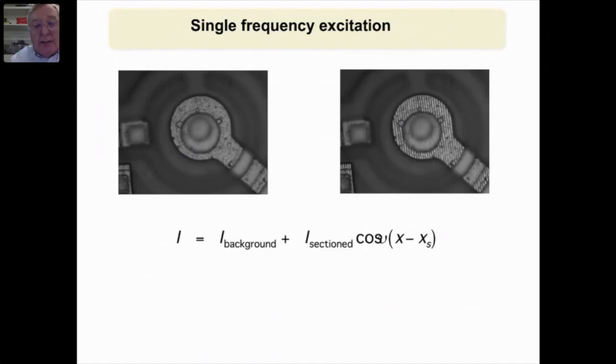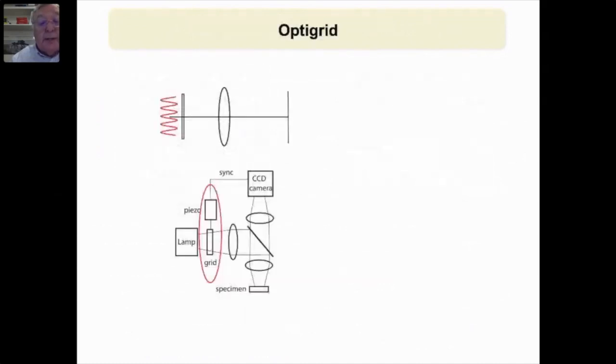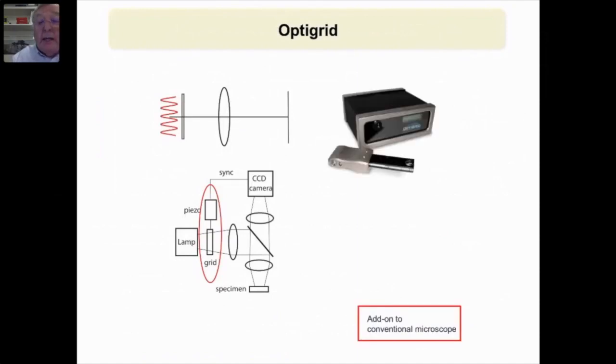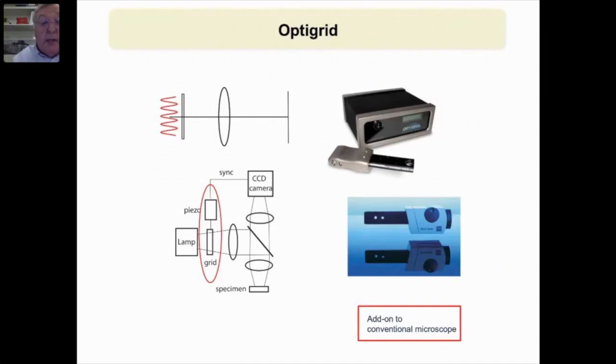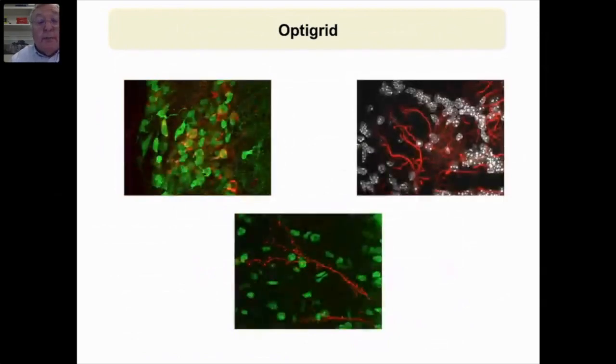And so what you basically have is a background image which you aren't interested in, together with a sectioned image modulated by these fringes. And one way you can get rid of them is computationally. You take, for instance, 3 different images where you slightly move the grid between each of them, and you computationally work out what's happening. And all you need to modify the microscope here is to add in a paddle. Here is the OptiGrid paddle to the illumination. And then you're able to turn conventional images like this into optically sectioned, crisper images like this one.